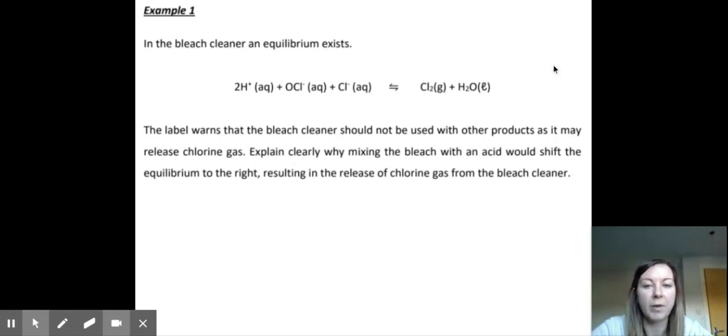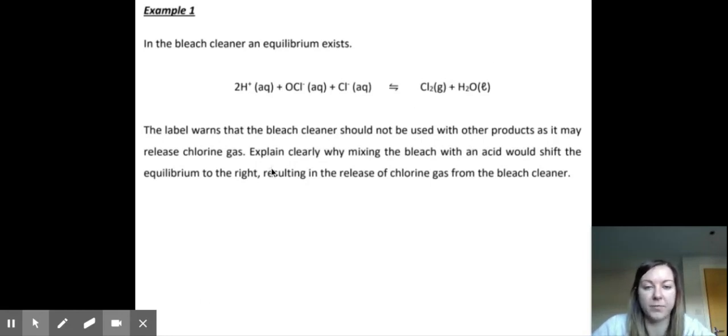So some people at home like to do their cleaning with bleach, sometimes with vinegar. If in this scenario, this person was to mix the bleach with an acid like vinegar, you would get more chlorine gas release. That's what the question's asking.